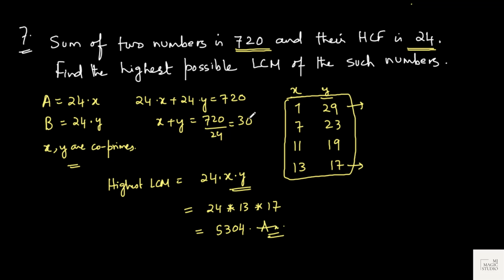We are looking out for the highest possible LCM and we have used 2 different kinds of properties here. One, the concept of co-prime, and two, that for a given sum of numbers, the product is maximum when the difference between the two numbers is least.